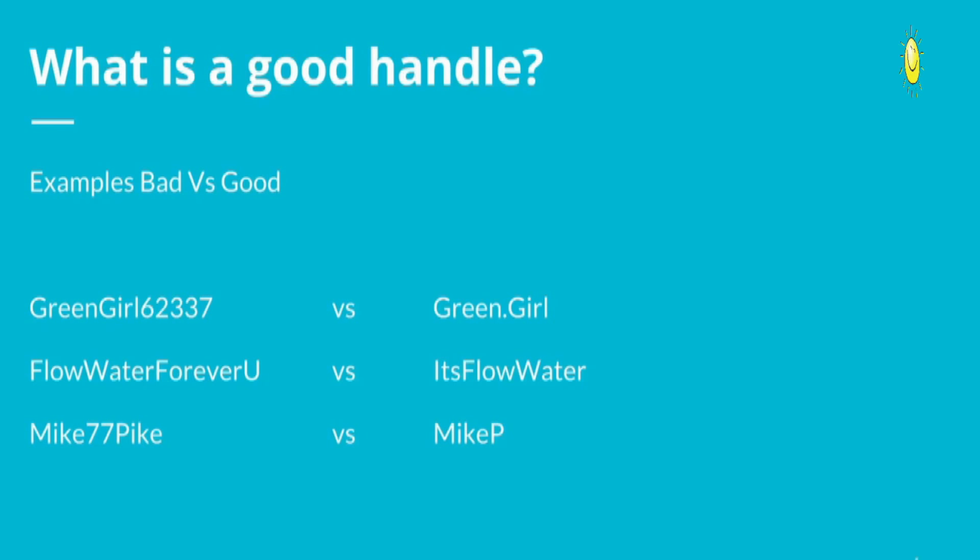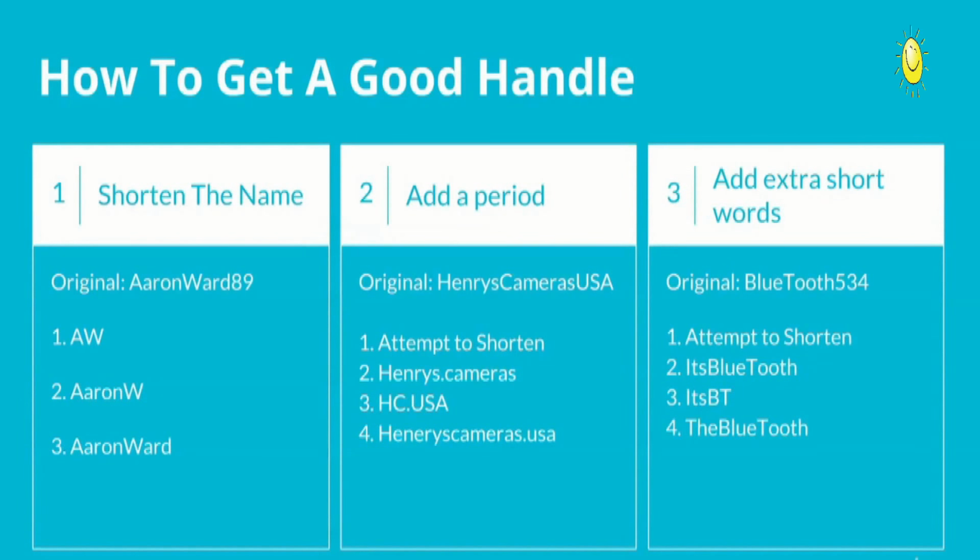You may be questioning, how can I actually change my name to a good handle? This is the best breakdown of how you can get a good handle. First, try to shorten the name. For example, the original name would be Aaron Ward 89, and the simplest version of this would be AW. You really want to go for the most simple thing. It most likely will be taken on Instagram, but that's not a problem. The next step would be Aaron W.